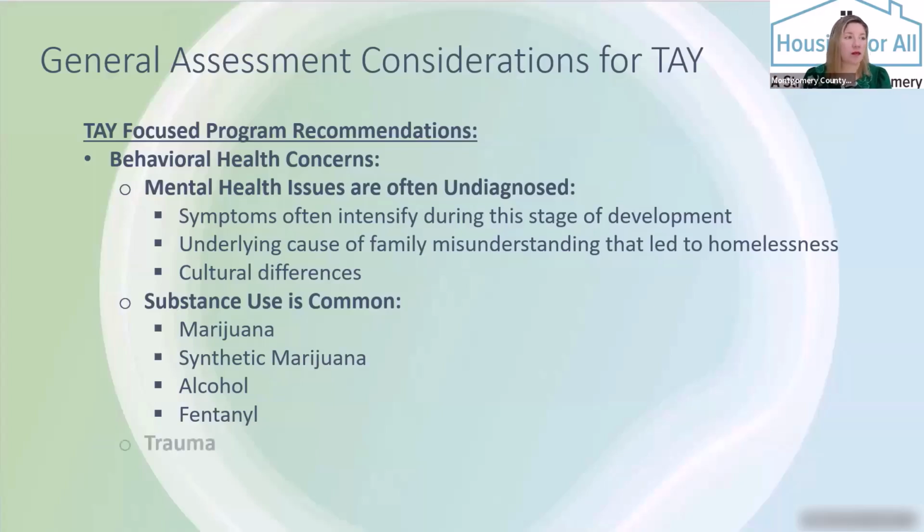And then lastly, trauma is something that can be pretty significant for this age group. So it could be that there's trauma related to a family's reaction to somebody's sexual orientation or gender identity. It could be trauma resulting from child abuse.